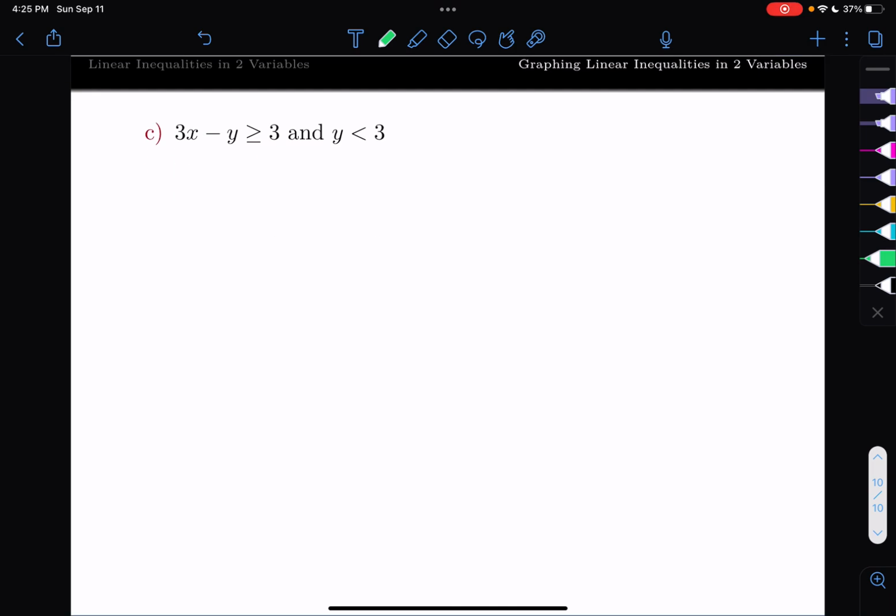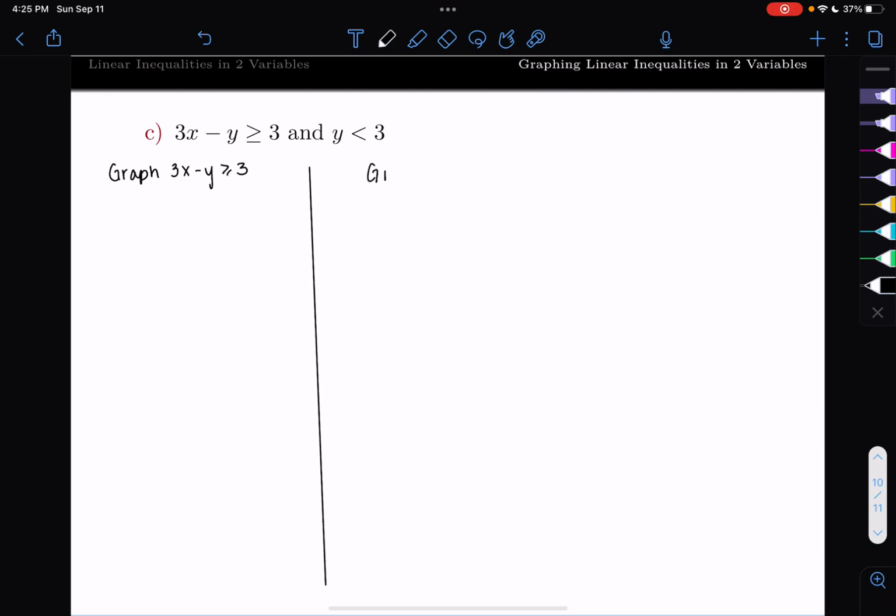So our very last example is going to actually be a combination of two inequalities. We want this first inequality to hold, and we want the second inequality to hold. So really, there's one region that's going to work for both of these. So what we want to do is graph the first inequality, 3x minus y is greater than or equal to 3. We'll do that right here.